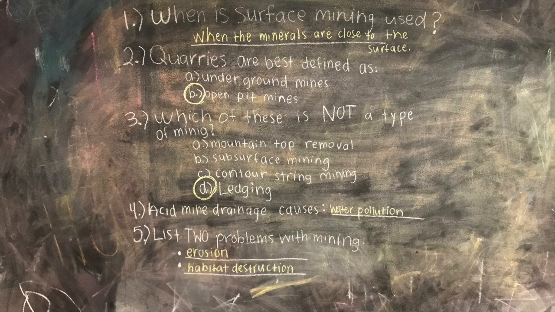Alright, number 1. When is surface mining used? When the minerals are close to the surface. Number 2. Quarries are best defined as open pit mines. Number 3. Which of the following is not a type of mining? Ledging. Number 4. Acid mine drainage can cause water pollution. Number 5. List 2 problems with mining. 2 possible answers could be erosion and habitat destruction.